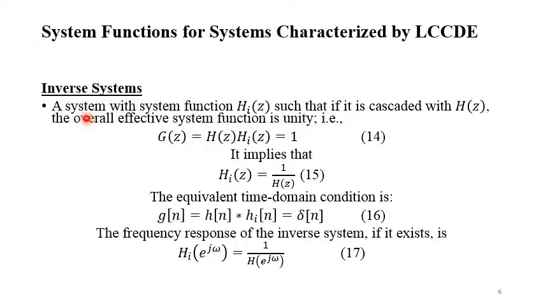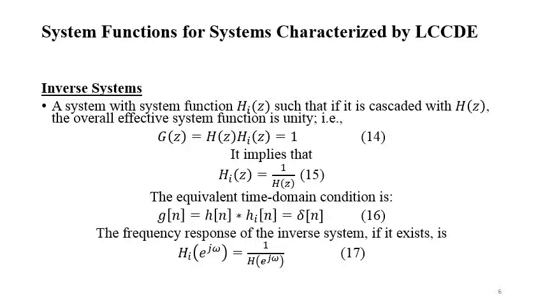So the next topic is inverse systems. To describe the inverse system, let's first define the invertible system. A system is said to be invertible if distinct inputs produce distinct outputs. For example, there's a system that takes the square of the input. In this case the inverse system will not exist because distinct inputs do not lead to distinct outputs.